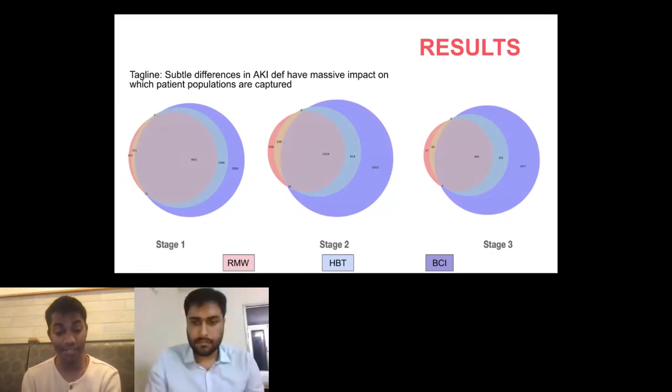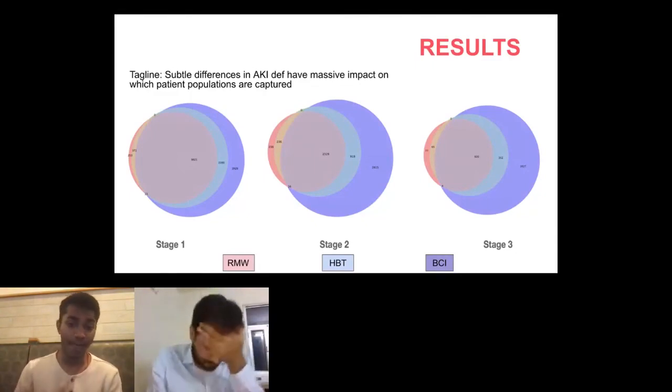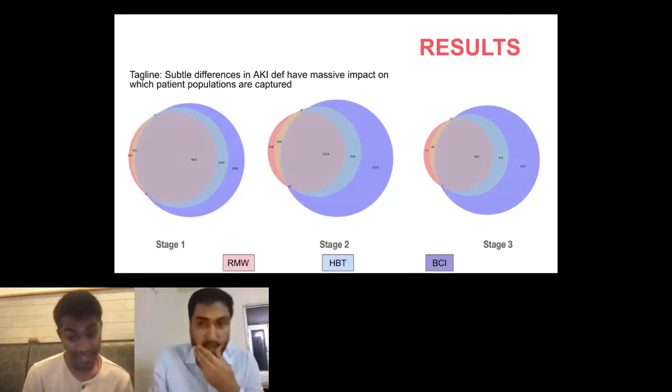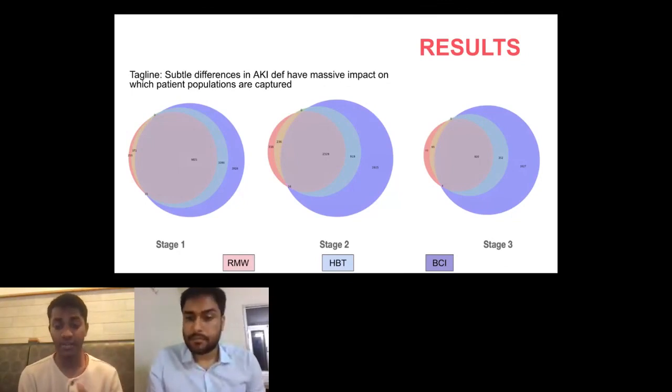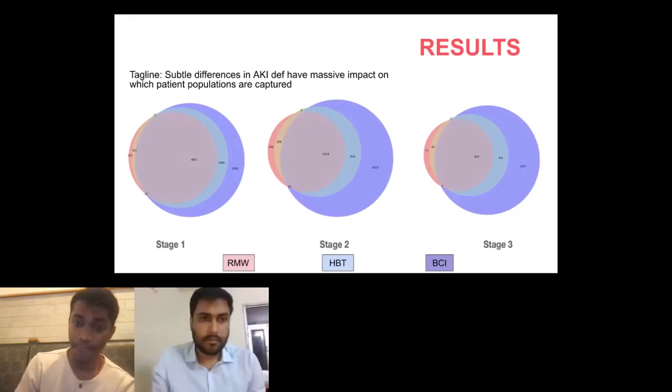Order of magnitude, 10%, in terms of which patients are being captured by which definition, which actually has a tremendous amount of implications for nephrology management and how nephrology professionals are managing the disease, right? If a patient has acute kidney injury, that's an entirely different course of action than if a patient doesn't have acute kidney injury.